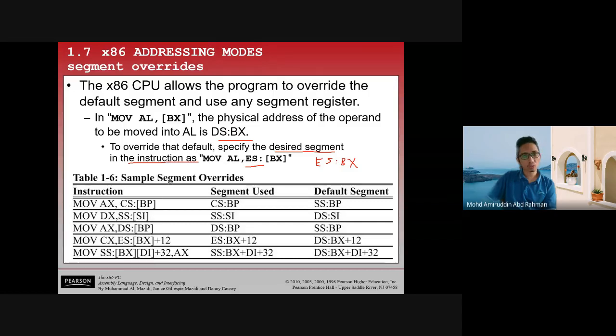For example here, DS:[BX + 12], and then here you override that by putting the ES double dot. And here, this one, you put SS double dot. So now it is moved to SS, because originally it is in the segment of the ES. So it is flexible, you can do the overriding.